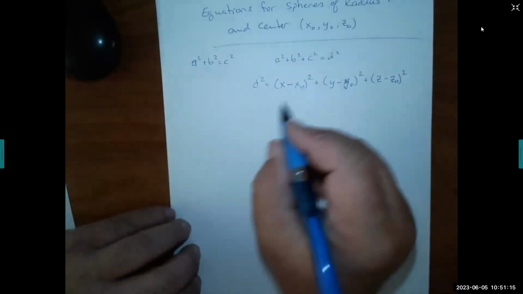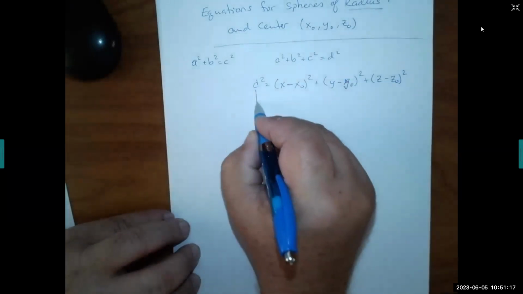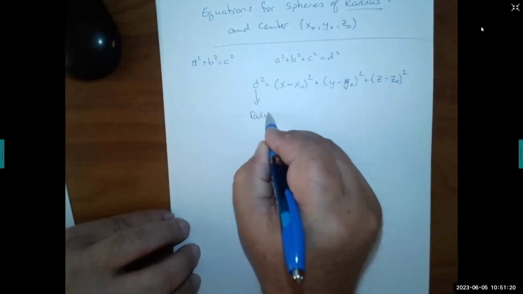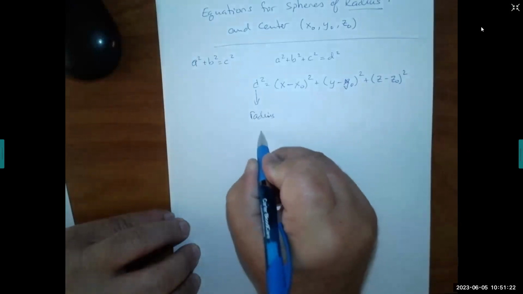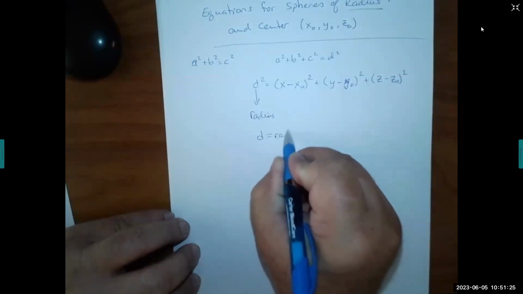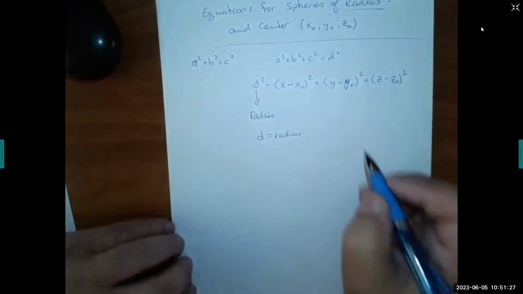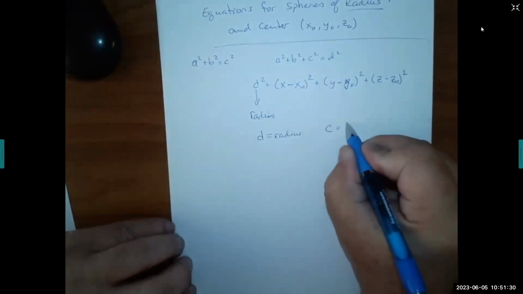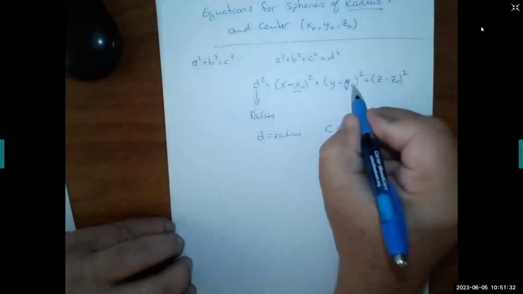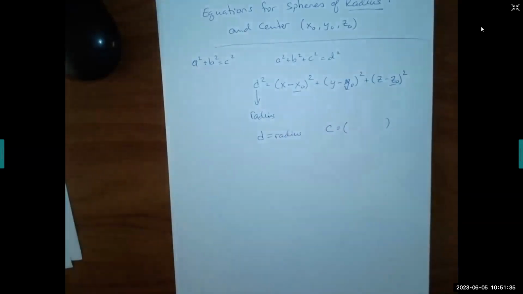Why don't I do the square root on it? Because I'm looking for the radius r. This is the radius. So d is equal to the radius. The center is at, so here's how you find the center. It's always the opposite of what's on the side of the equation.